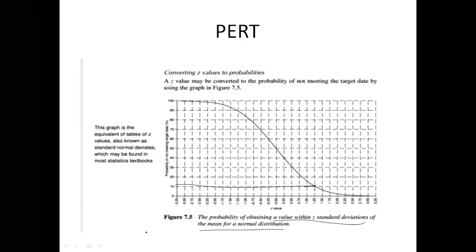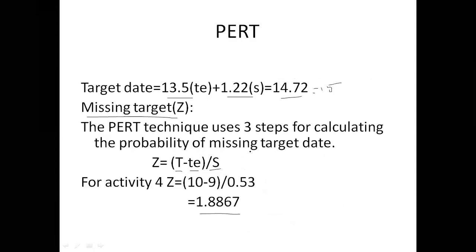So here the graph is equivalent to tables of Z values, known as standard normal deviates, which may be found in most statistics textbooks. You have to see this in statistics textbooks. So this is the probability of not meeting a target date. In this example, we are estimating the project end date is 15, but your target completion is 14.72. So this we call the target date and the missing target Z value.